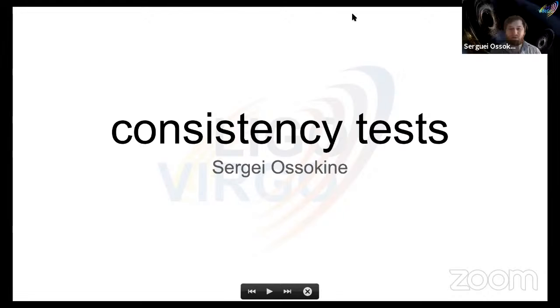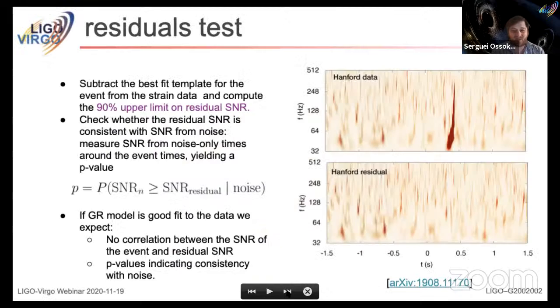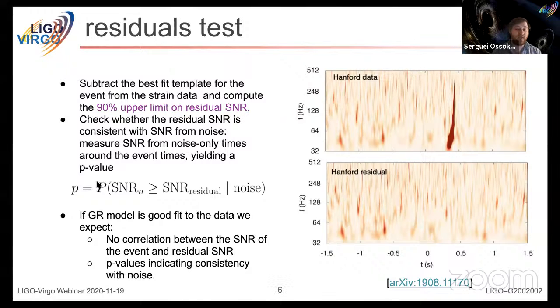Hi, everyone. Next slide, please. I am Serguei Ossokine, and I'm going to take you through the consistency tests. The first test I'd like to talk about is the Residuals Test. The idea of this test is to subtract the best fitting, so maximum likelihood template, from the event's strain data, and then examine the residual coherent power. An example of this is shown in the plot on the right.